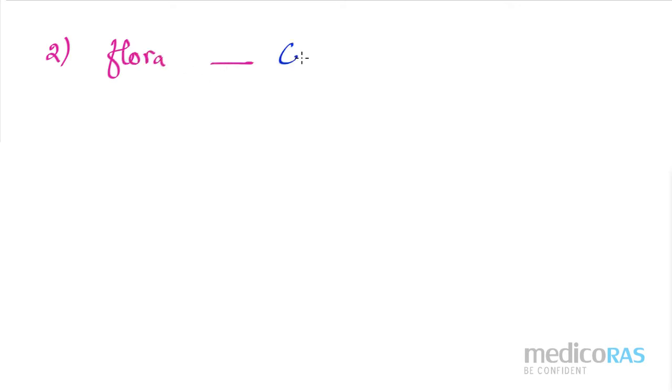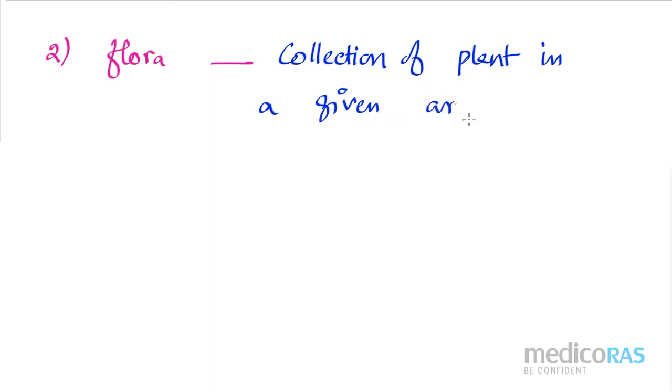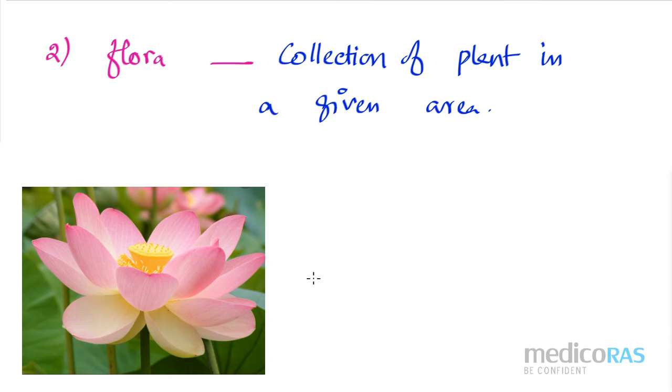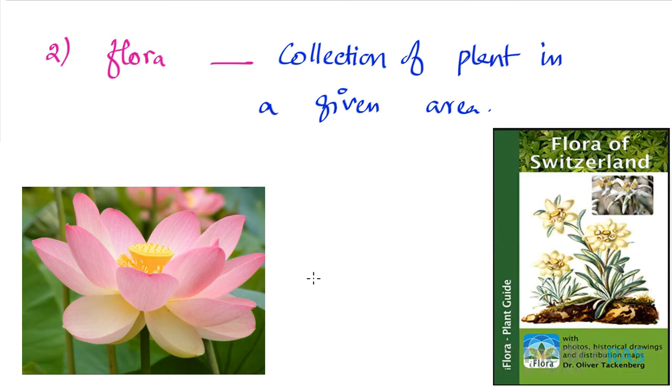Next is flora. Please write down: collection of plants in a given area. Suppose I tell you to go and find some plant of this type in your garden. You move into the garden, search for that particular type of plant, and collect all the information of that particular sample or species. Then that is considered flora. Flora is also a book. For a particular region, we write all the information about that particular species. Then that is known as flora.